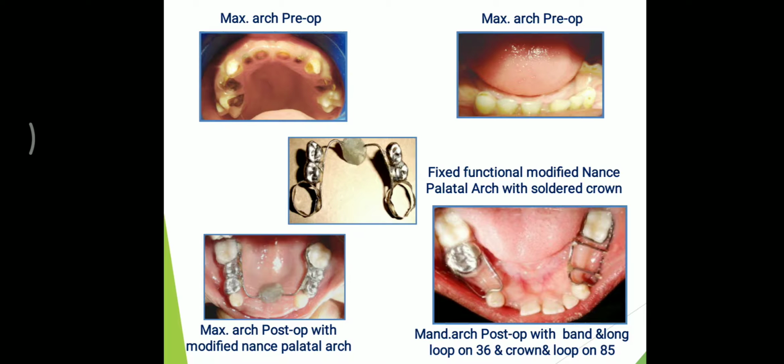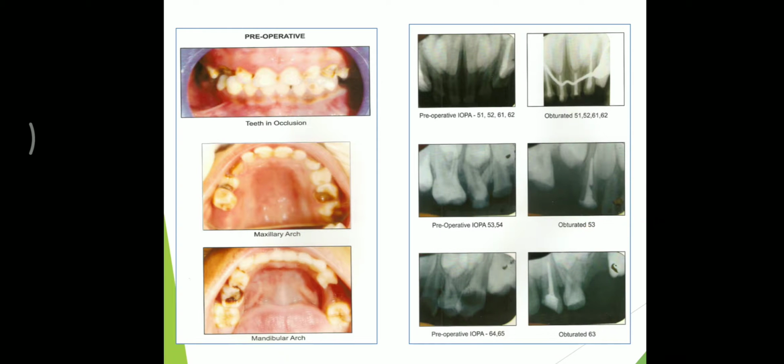And this is a maxillary arch preoperative, maxillary arch with fixed functional modified Nance palatal arch with soldered crowns, and maxillary arch postoperative with modified Nance palatal arch, mandibular arch postoperative with band and long loop on 3.6 and crown and loop on 8.5.